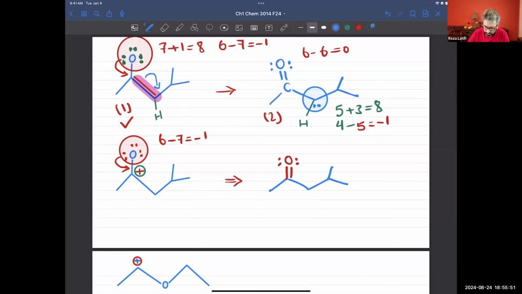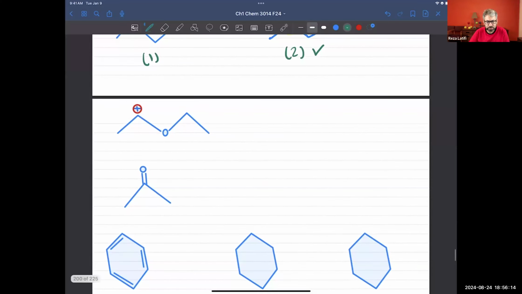Okay, now the formal charge for this oxygen is 0. For carbon also, the one I'm going to highlight, this carbon, the formal charge for it is also 0. So all are octeted, and also formal charges are equal to 0. That means this is going to be the best Lewis structure. And how about the next one?